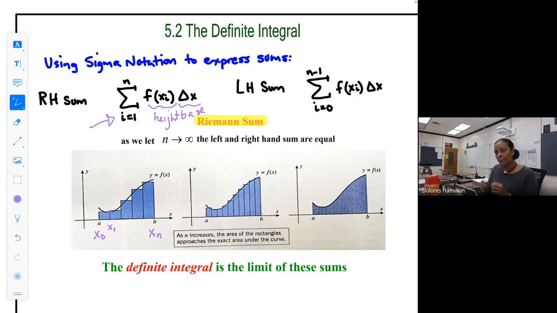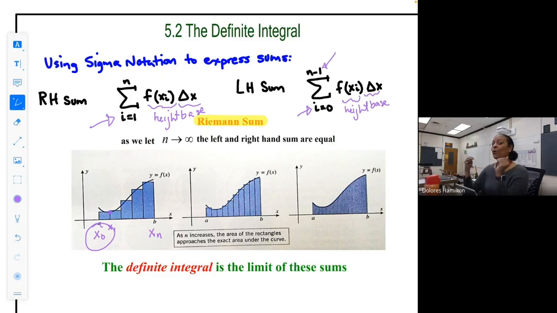So that sum would just be f of x sub 1 times delta x plus f of x sub 2 times delta x plus, and on and on. Whereas with a left-hand approximation, we would use the height to the left. So in that case, your index would start at 0, and then we'd end at the second to last x value. And we still have our base and our height. So these are just representations of what our right and our left-hand Riemann sum look like. There is not one for midpoint.